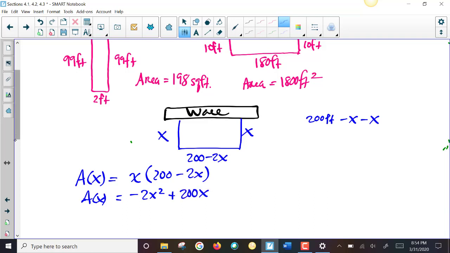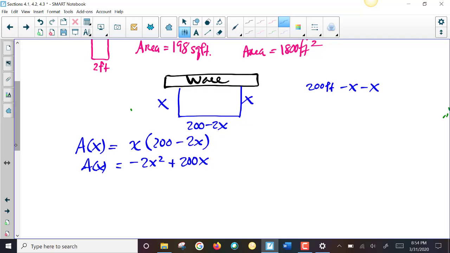Okay, now we've got some restrictions on x because we're talking about a length. So we know x has to be positive, greater than or equal to 0. If x is 0, then what kind of situation do we have? If this is my wall and x is 0, it means I don't have those two sides. So it's basically just one long piece of fence, which would have no area.